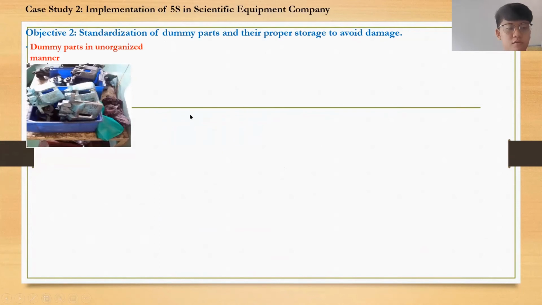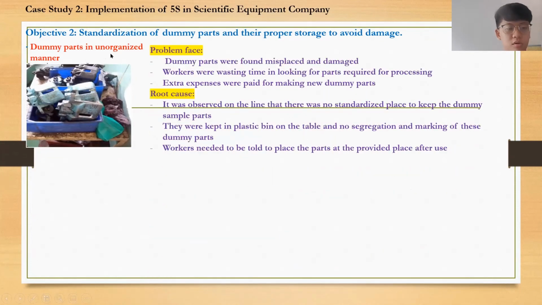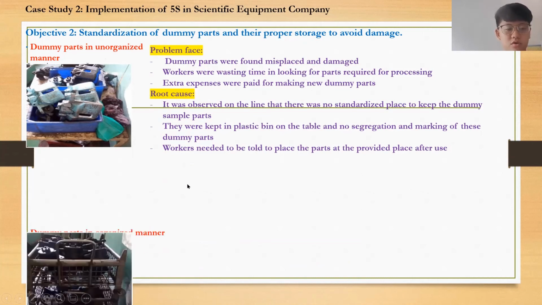And number 2, the objective is to standardize the dummy parts and their proper storage to avoid damage. First, we see the picture here, the dummy parts in a categorized manner, and the problem faced is that the dummy parts are found misplaced and damaged. The workers were wasting time looking for parts required for processing, and there were extra expenses for making new dummy parts. The root cause is that there is no standardized place to keep the dummy parts, they are kept in a plastic bin on the table and not separated well, and there is no marking for the dummy parts. The workers needed to be told to place the part at the other place after use.